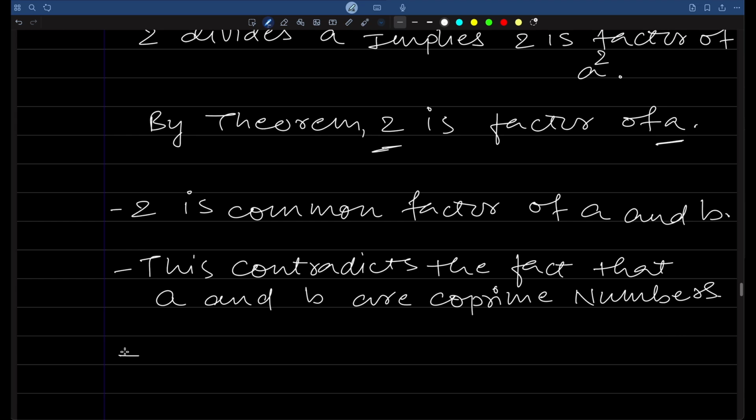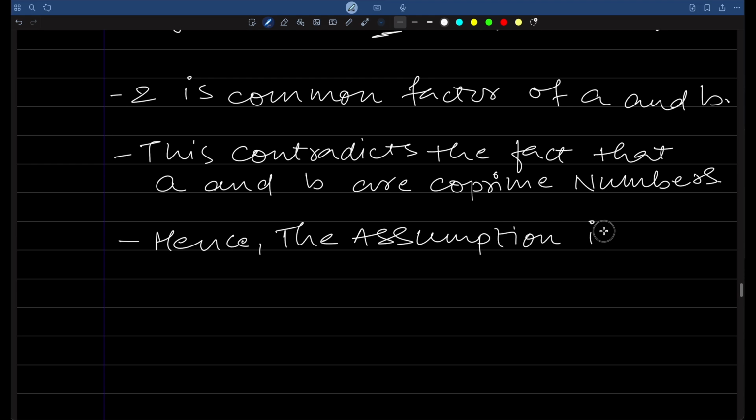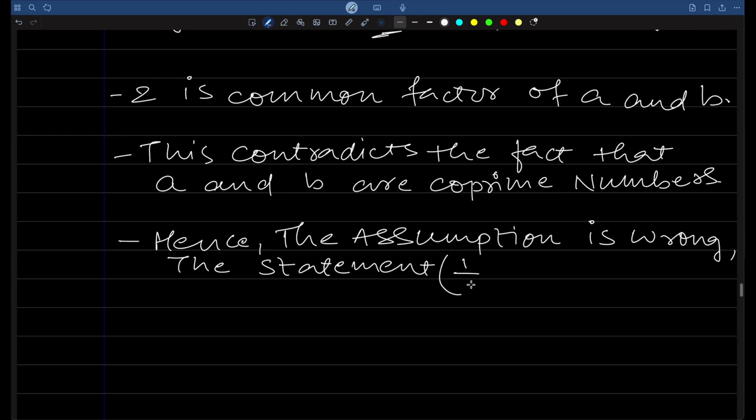This arises because we have assumed that 1 by root 2 is a rational number. Hence, the assumption is wrong, and the statement 1 by root 2 is irrational is true.